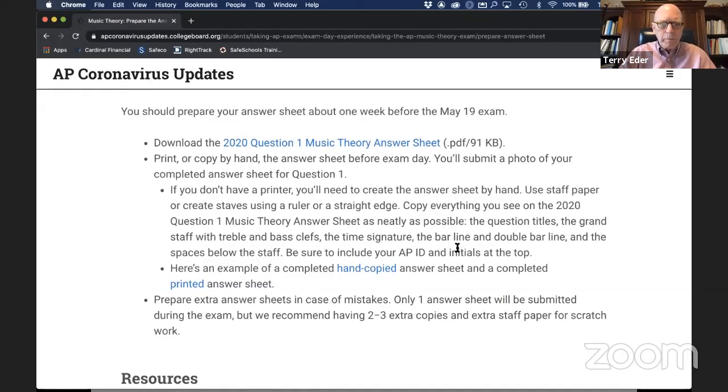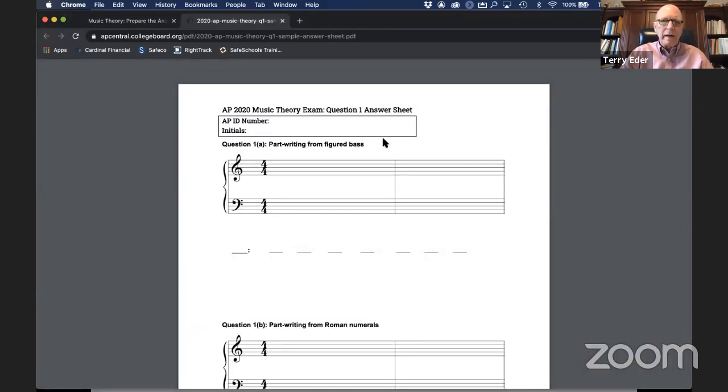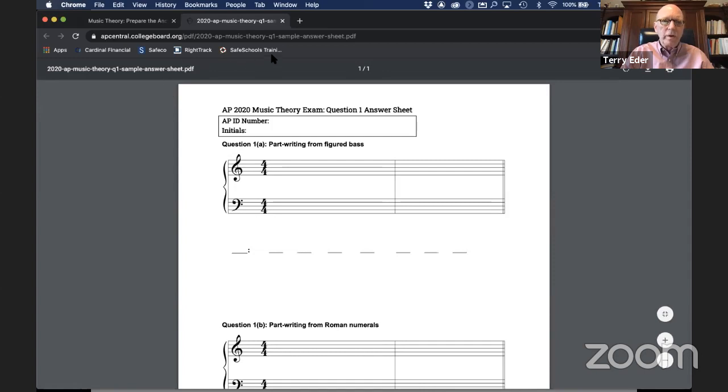It says you should prepare your answer sheet about 1 week before the May 19th exam. And you can download the answer sheet right here and just print it off. If you just click on that, see, there is the answer sheet. I've got another one that I'll show you as we get into reviewing the actual test from yesterday, okay?